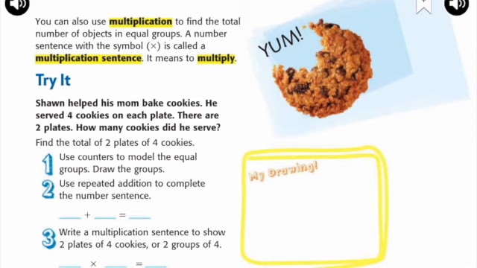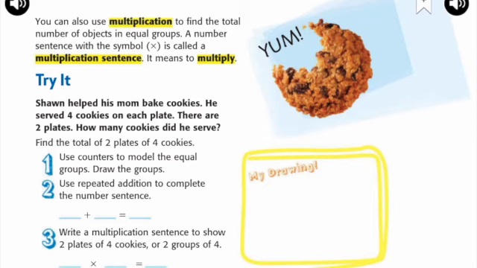We are going to use cookies. I know Mrs. Coffee always uses cookies as her example. Let's take a look at try it. It says, Sean helped his mom bake cookies. He served 4 cookies on each plate. There are 2 plates. How many cookies did he serve? So all we're going to do is we're going to draw a picture. It says, find the total of 2 plates of 4 cookies. This seems super duper easy.